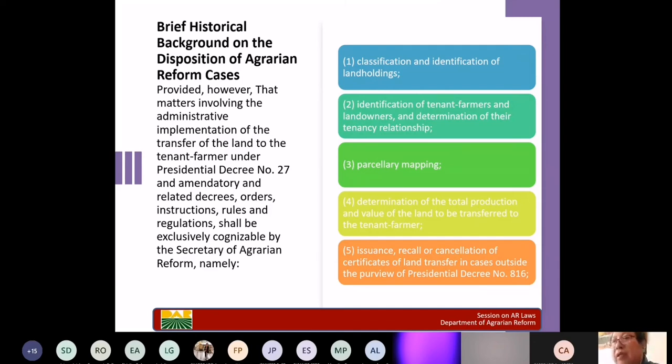Within the jurisdiction of the courts of agrarian relations, and the other one within the jurisdiction of the Secretary of the Department of Agrarian Reform. And what are those issues or cases involving the administrative implementation at the time of PD 27? So number one, those involving the classifications and identifications of land holdings. Number two, identification of tenant farmer and landowners, and the determination of their tenancy relationship.